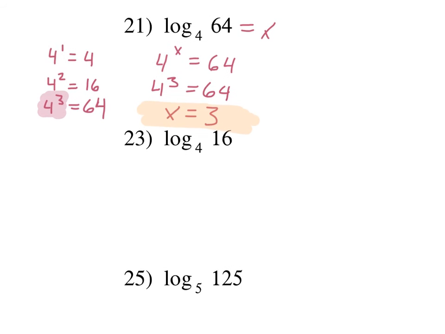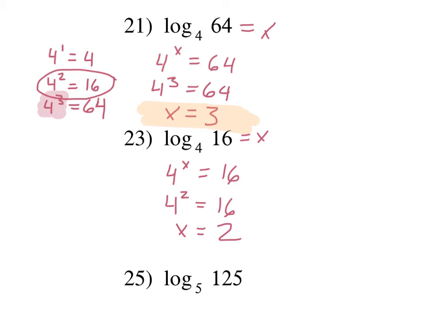All right, let's go to 23. So we have log base 4 of 16 is equal to some number x. So we know that 4 raised to the x is equal to 16. We just saw here that 4 raised to the second power is 16. So 4 squared is equal to 16. So our x has to be equal to 2. So 23, our answer is 2. Any questions on this one?